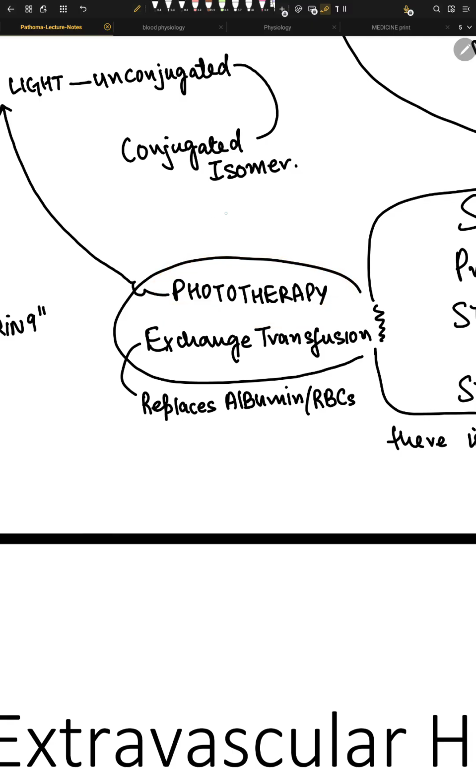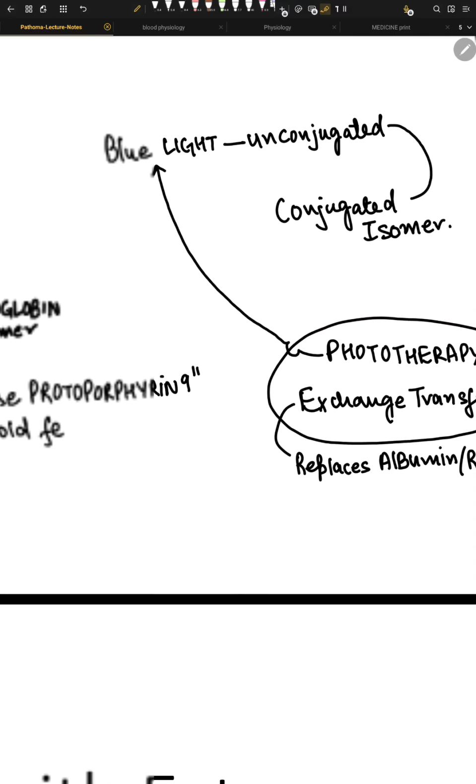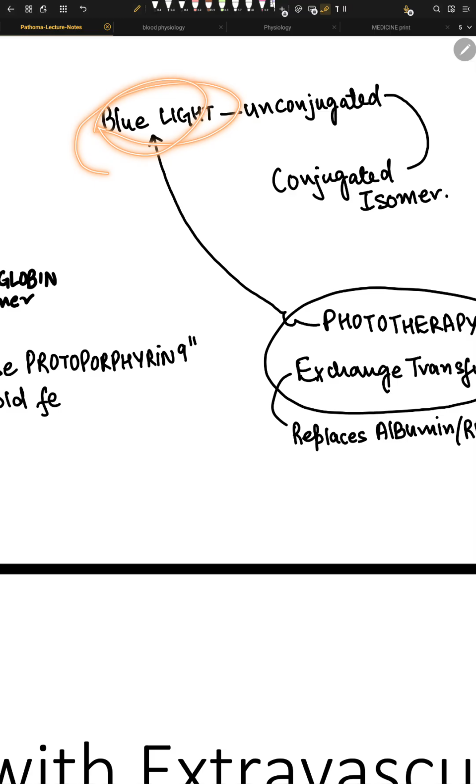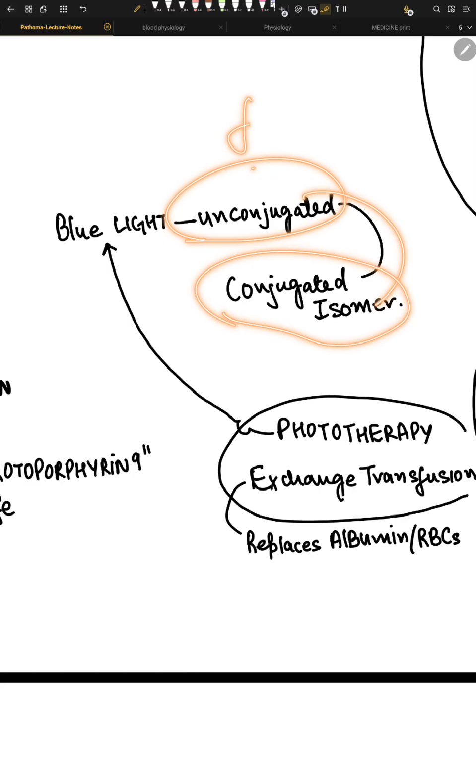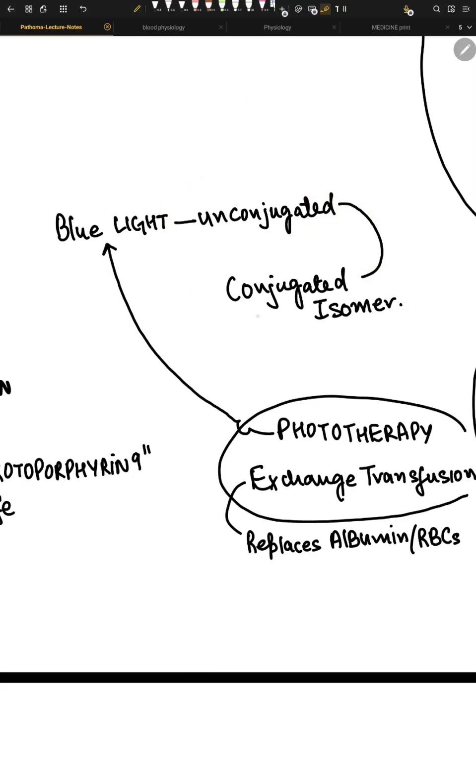We're going to expose the prenatal baby to blue light. What happens here is that this blue light converts the unconjugated, the fat-loving bilirubin, into the conjugated, the hydrophilic, the water-loving bilirubin. And it's not really converting, it converts this unconjugated into a conjugated isomer. I hope we understand the difference between isomers, right?